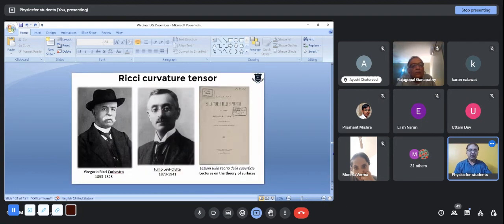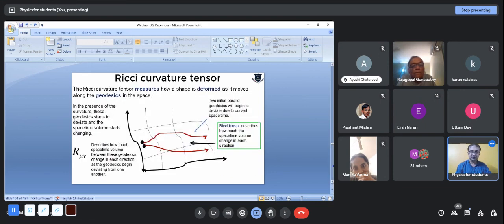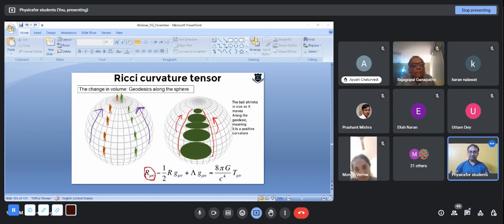Okay, I will quickly show you what the Ricci curvature tensor is geometrically. Now, this was discovered by Gregorio Ricci-Curbastro, and Tullio Levi-Civita was his student, and this is the book. Now you see this, which I have already shown. Here you see the ball is shrinking. That is called positive curvature. If I take a ball, again the differential volume shrinks. Why? Because it has a positive curvature.